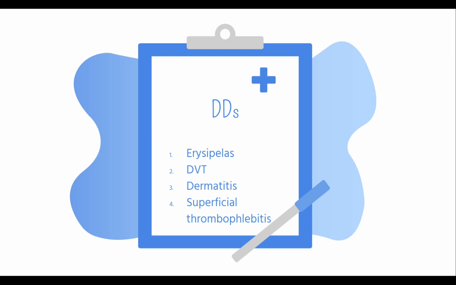So what are the differential diagnoses in a cellulitis patient? As I told you previously, there is erysipelas, DVT (deep vein thrombosis), dermatitis, and superficial thrombophlebitis. You have to have a basic idea of how you differentiate and what your main diagnosis is. You can tell one or two differential diagnoses. In a short case, you might go to only one diagnosis, so you can tell the differential diagnosis.